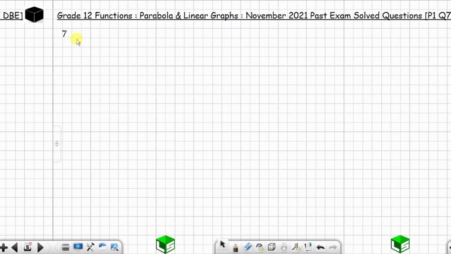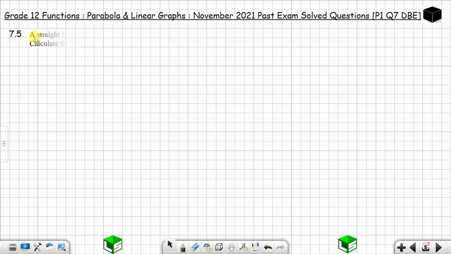Okay, now it's 7.5. So the question is, a straight line G parallel to AE cuts F at K and R. Calculate the x coordinate of R. So you have a straight line called G, which is parallel to AE, and the straight line cuts F at K and R. These are the coordinates of K. The question is to calculate the x coordinate of R. Okay, now this question is 6 marks.